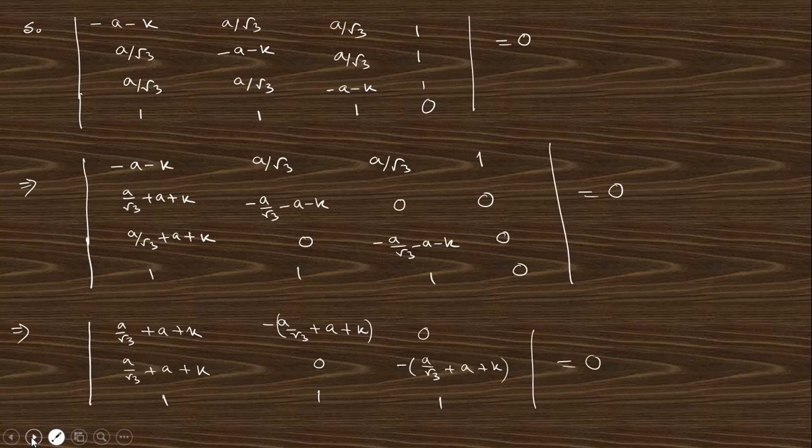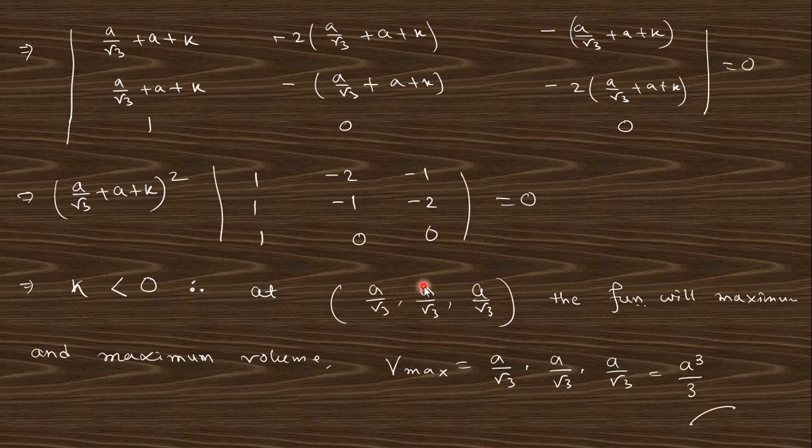So you can see here the maximum occurs when these three are equal, which means this is the cube. So if you want to find the corresponding maximum volume, if you put the values of x, y, z, you will get this value. Go to the next question.